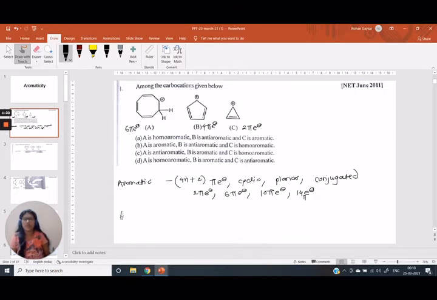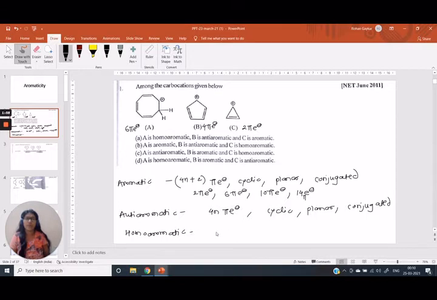When is a system antiaromatic? If the system consists of 4n pi electrons, then the system is antiaromatic. The system must be cyclic, planar, conjugated. When is a system homoaromatic? Homoaromatic means the system consists of 4n plus 2 pi electrons, but here 1 sp3 hybridized carbon must be present if the system is homoaromatic.